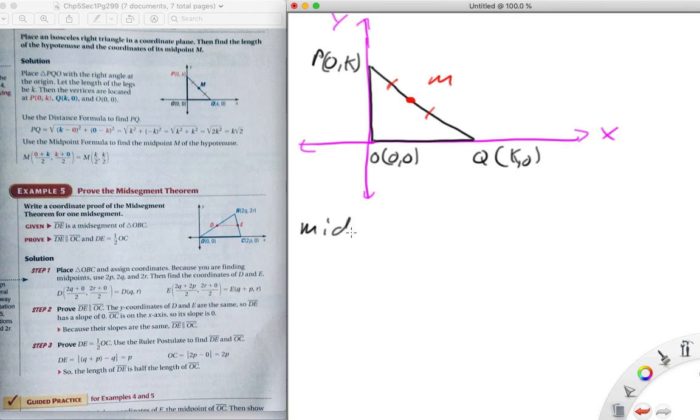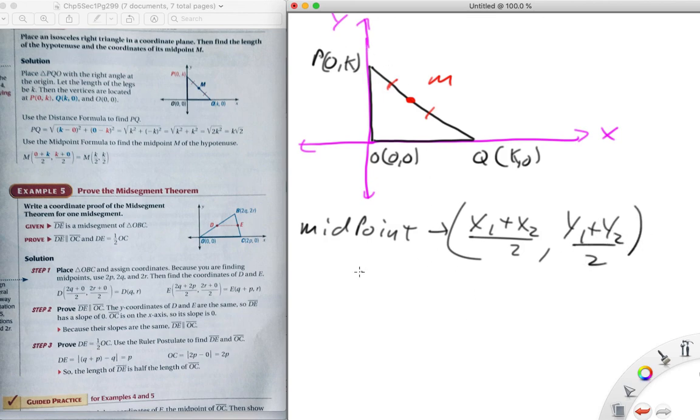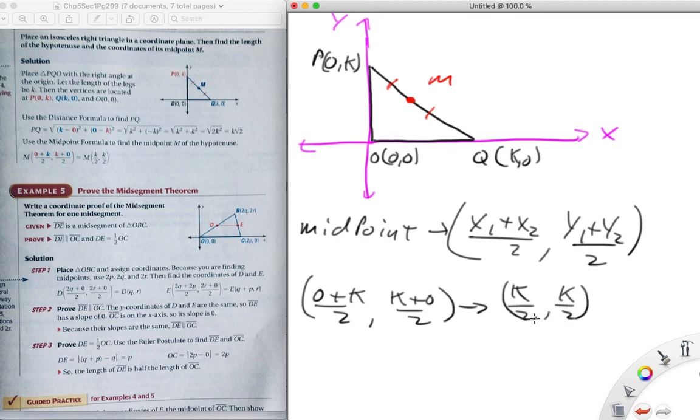The midpoint formula, for those who don't remember, is (x1 plus x2) over 2 and (y1 plus y2) over 2. We're going to use that here to find the midpoint of this segment. So to find the midpoint, we just call these my 1s and these my 2s. So it'd be (0 plus k) over 2, so I'm adding my x's right there, and then (k plus 0) over 2. How convenient. Which gives me (k over 2, k over 2). We're going to use midpoints a lot with these coordinate proofs. So we also have the midpoint formula. We already talked about the distance formula versus the ruler postulate.